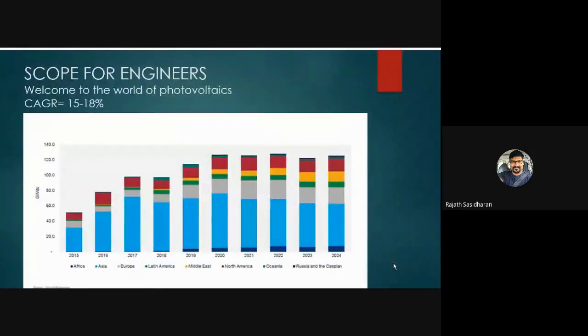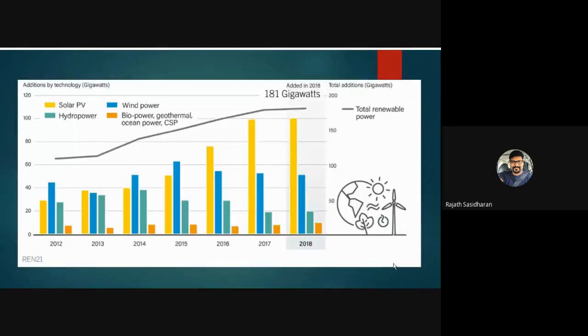Scope for engineers. Well, the solar industry has shown a compound annual growth rate of 15 to 18 percent in recent years, and we are expecting that to continue. But this year was very challenging. As you all know, the COVID-19 pandemic crisis is happening, and it has affected all industries. But this is a very promising field for engineers.